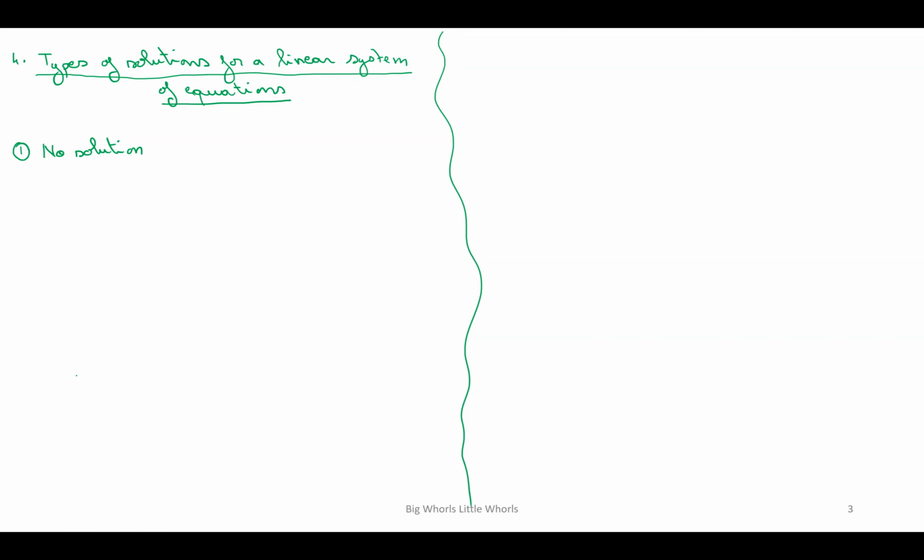And how do we know that? Thanks to echelon form, thanks to Gauss's method. When you perform Gauss's method on the original system of equations and arrive at the echelon form, if you have a contradictory equation, that's when you know that the system has no solution.